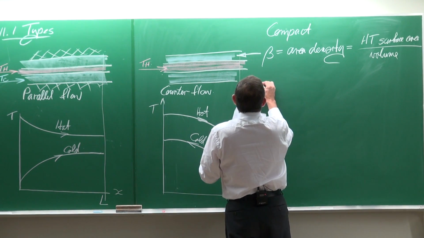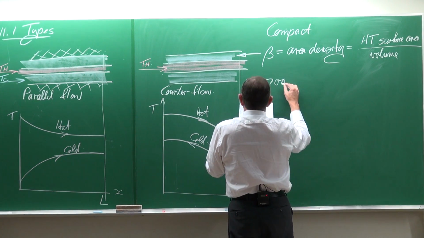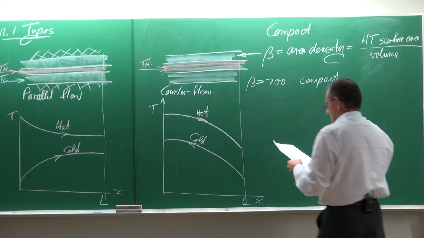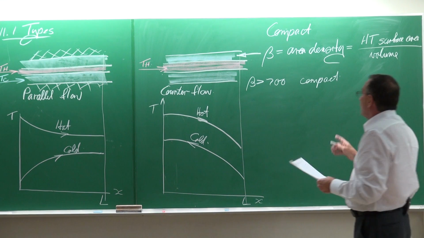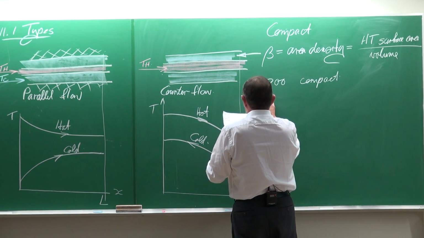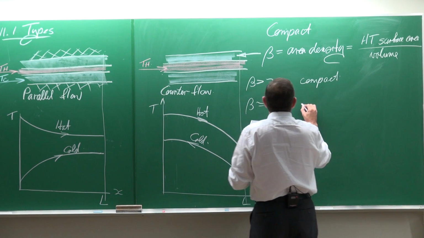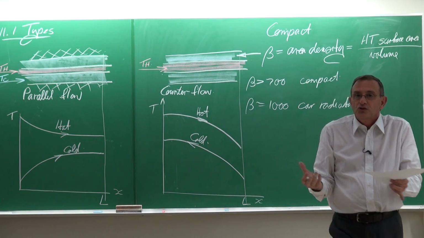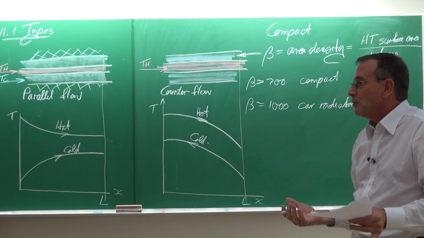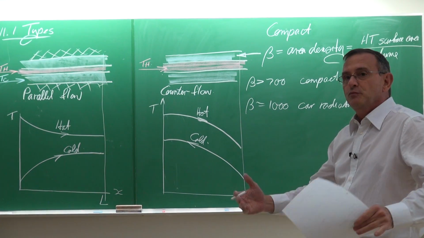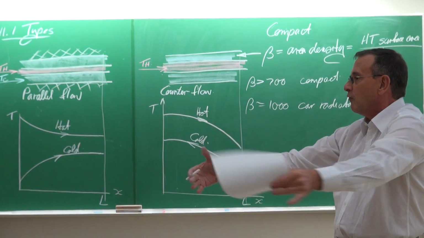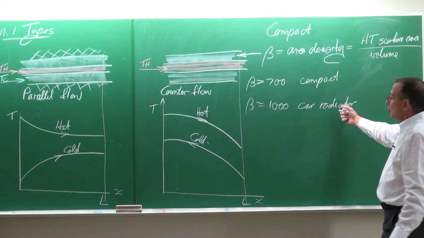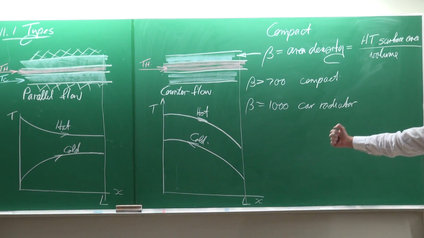So how much heat transfer area is available divided by the volume of the heat exchanger. Now, if beta is 700 and higher, then it is considered a compact heat exchanger. A car radiator is approximately 1000. That is something that we want to be compact. Size is very important. If it is too big, then you need more area, more volume in the car. The smaller it is, in many cases also the lighter it will be.